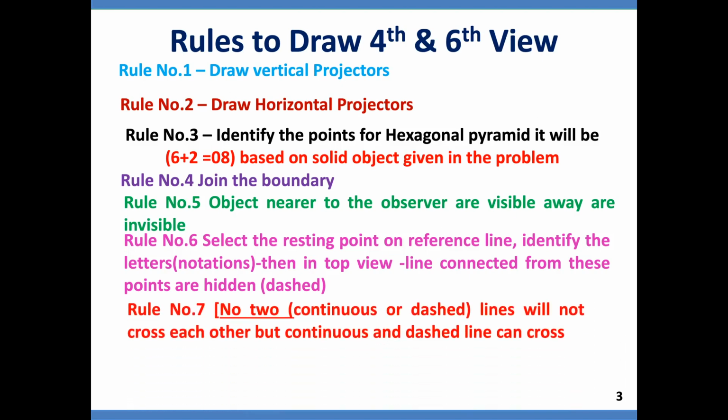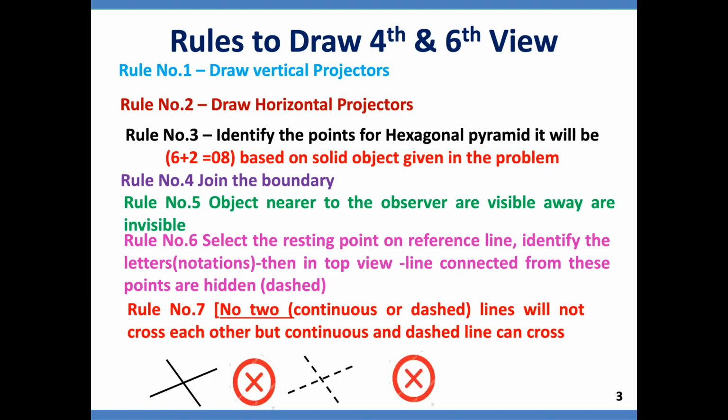Rule number 7, no two continuous lines or no two dashed lines will cross, but a continuous and a dashed line can cross. Symbolically I will explain. Here you can see two continuous lines. Can they cross? No, wrong. Two hidden lines, means dashed lines. Can they cross?